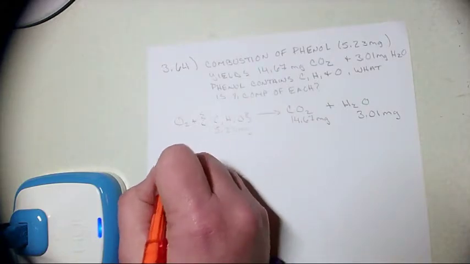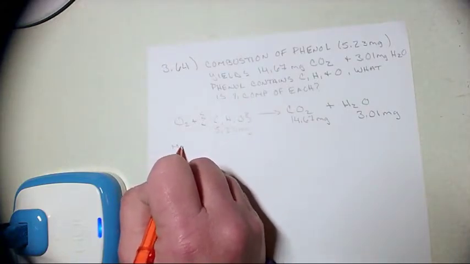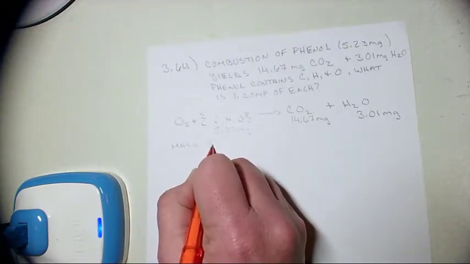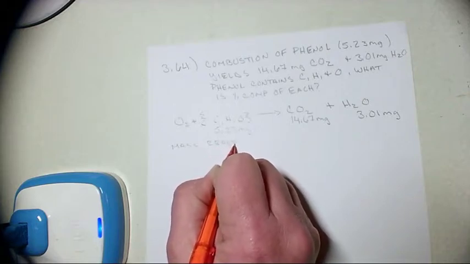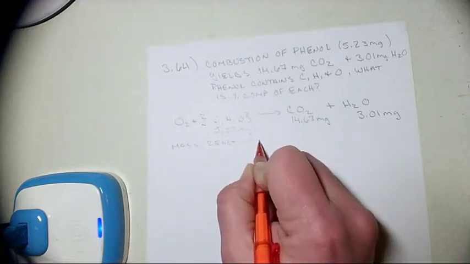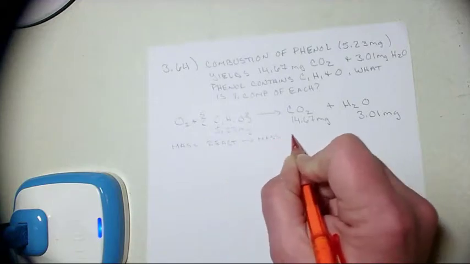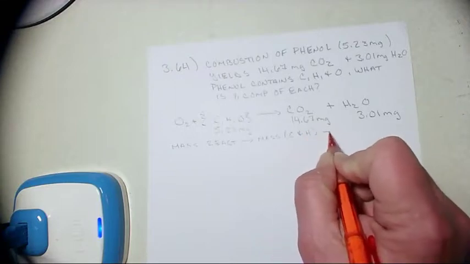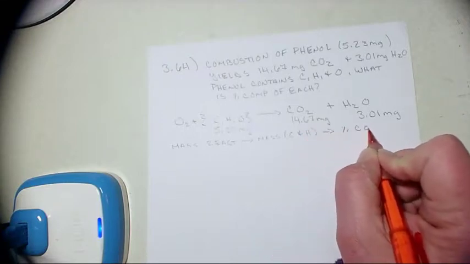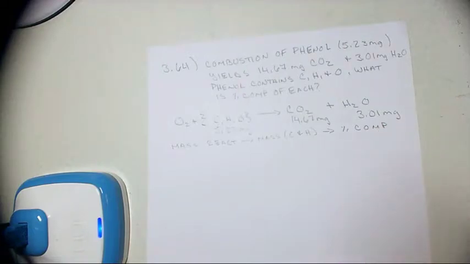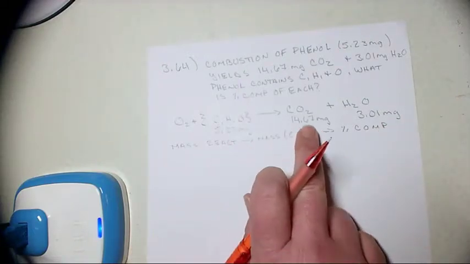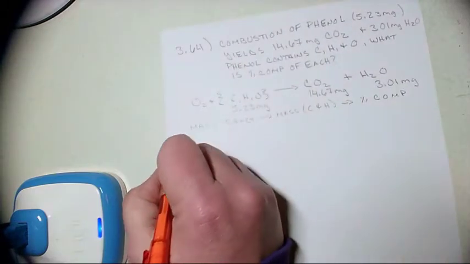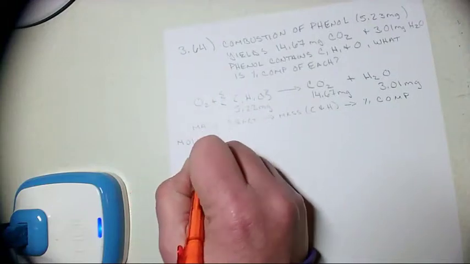So our little road map here, let's go from mass of reactants to mass of elements, so carbon and hydrogen, to percent composition. And we're going to get from here to here using our understanding of molar mass. So let's start with CO2. So we want moles of CO2.